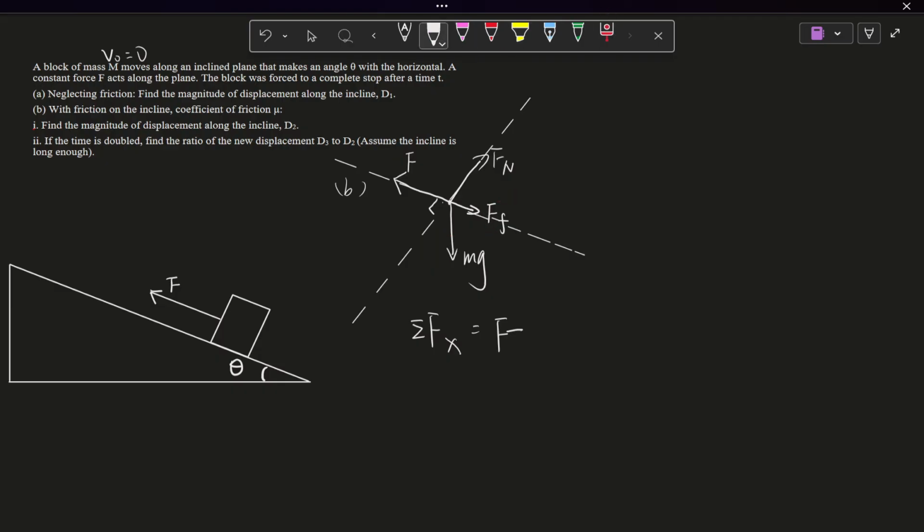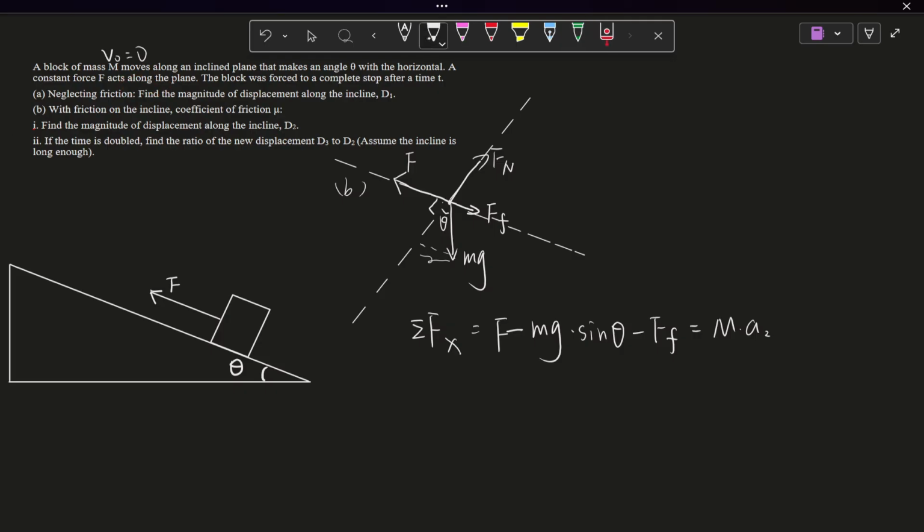So we can write it down. Minus mg. Also, this is theta. Using trig, we can get this component, which is mg times sine theta, minus Ff is equal to m times a2 actually. It doesn't have the same acceleration as the last question.